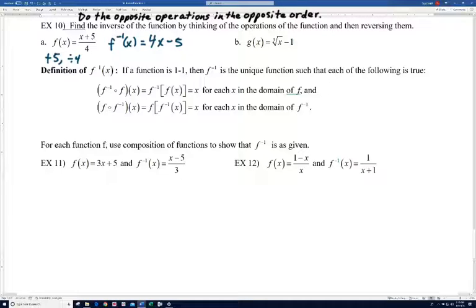So again, if you look at the original function, it takes an input and adds 5 and then divides by 4. To reverse that, we're going to do the operations in reverse order, and we're going to do the opposite operation. Instead of dividing by 4, we'll multiply by 4 first, and then we'll do the opposite of adding 5. We'll subtract 5. Go ahead and see if you can do B.